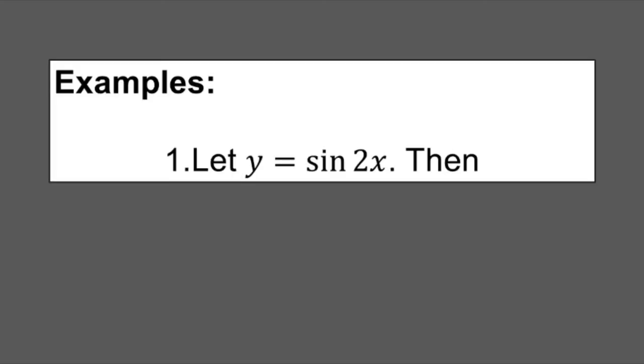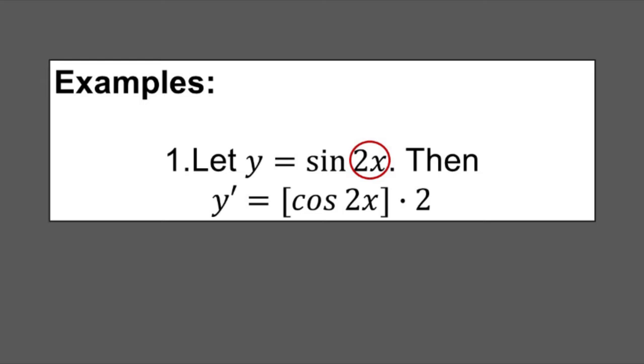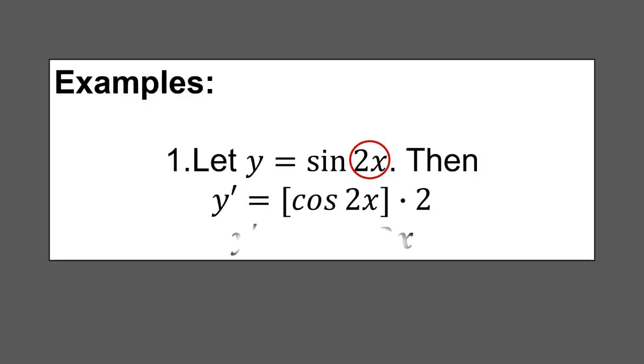Example number 1. Let y equal sine 2x. The derivative of sine is cosine. 2x there is the u and also the angle. So the derivative of 2x is 2 and the derivative of sine is cosine. Now, y prime equals cosine 2x multiplied by 2. And the final answer is y prime equals 2 cosine 2x.